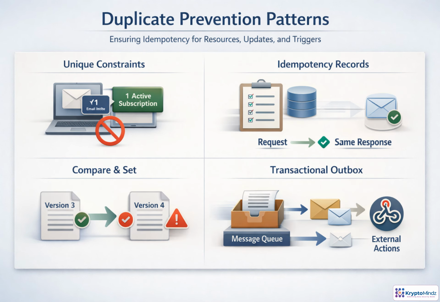Duplicate prevention is not one mechanism. Match the pattern to the kind of mutation. If the duplicate is a natural business conflict, like a second active subscription, enforce it with a unique constraint. If the same request may be retried, store an idempotency record and replay the original result. If users can update the same record concurrently, use compare and set or version checks so stale data cannot win. And when a database change must trigger email, webhooks, or jobs, use an outbox or queue, so the side effect is delivered reliably without being fired twice.